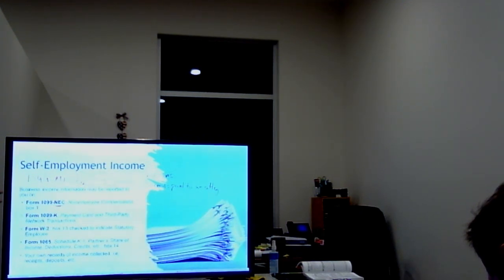Let's see. We might also get a 1099-K. This is not necessarily self-employment income because a 1099-K could be issued to you if you are a landlord and you get payments through Venmo, or you take credit cards for rent.